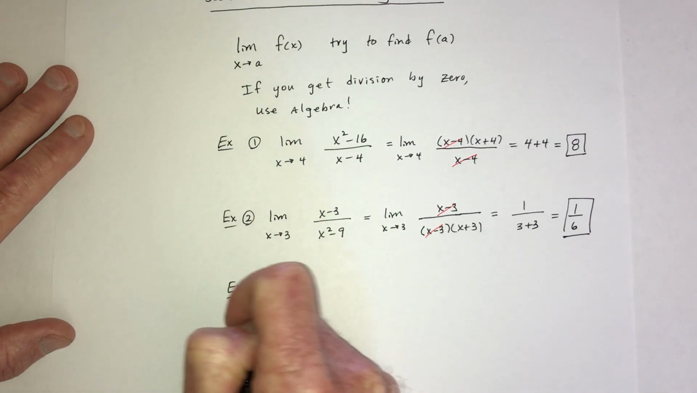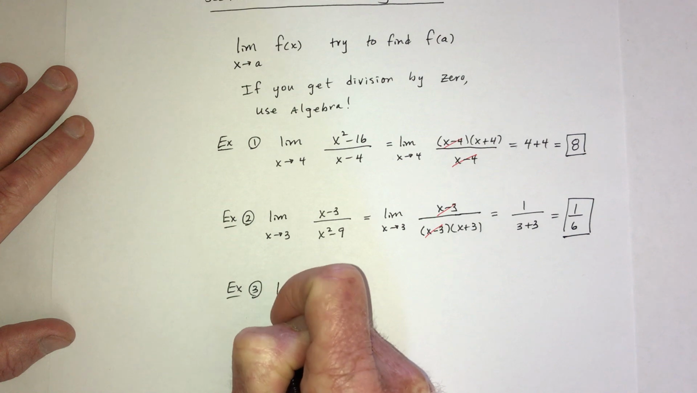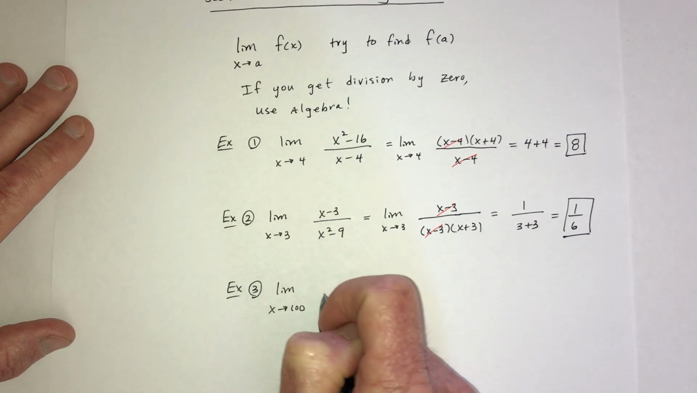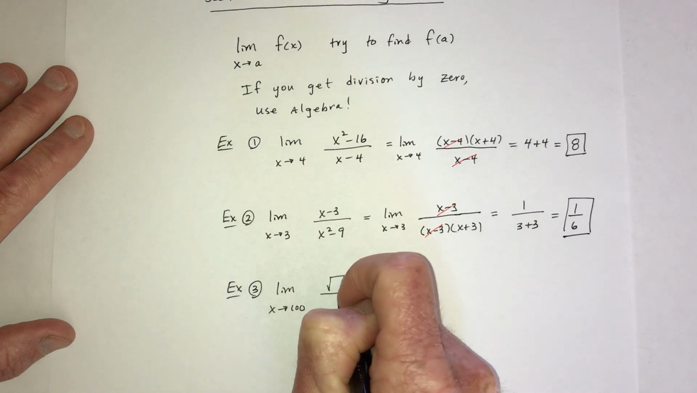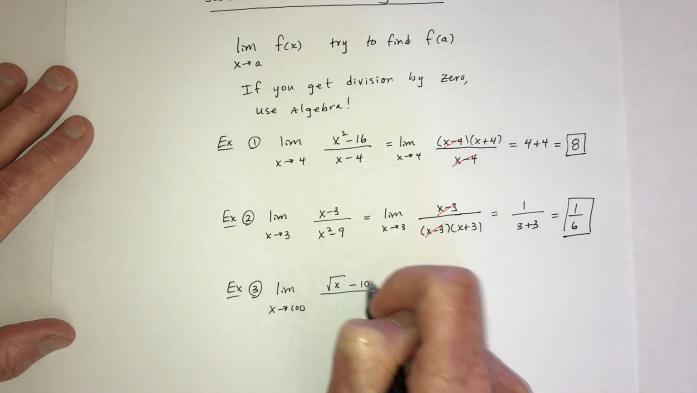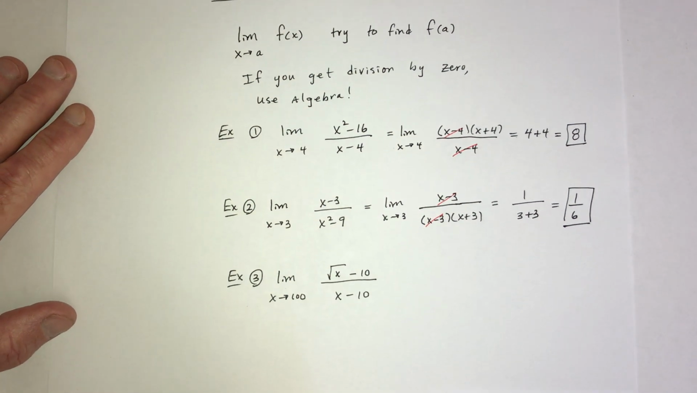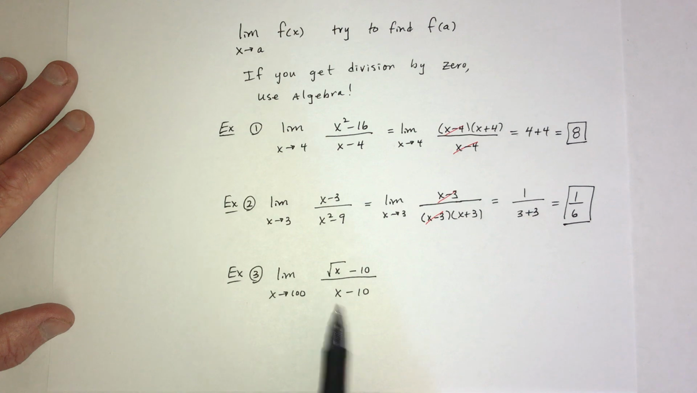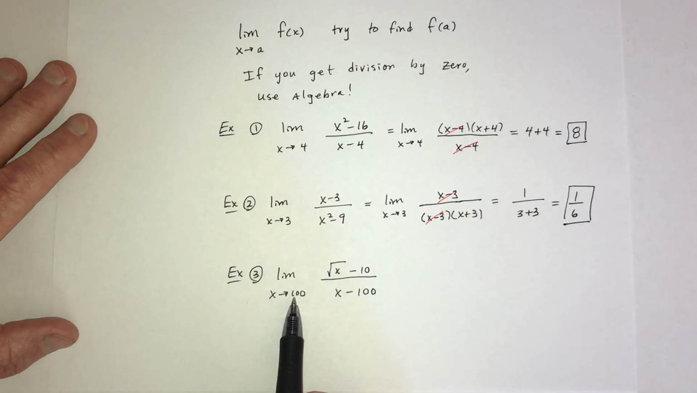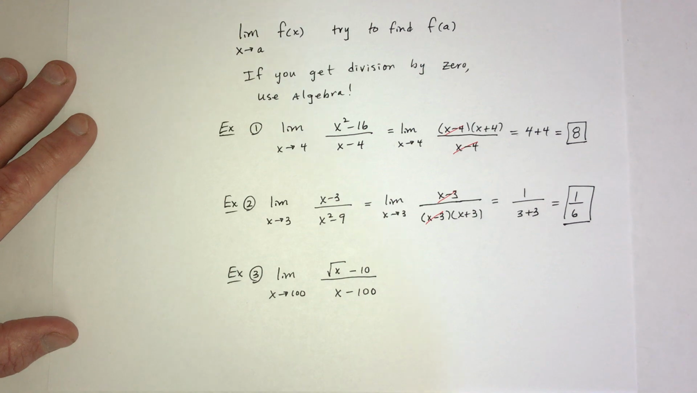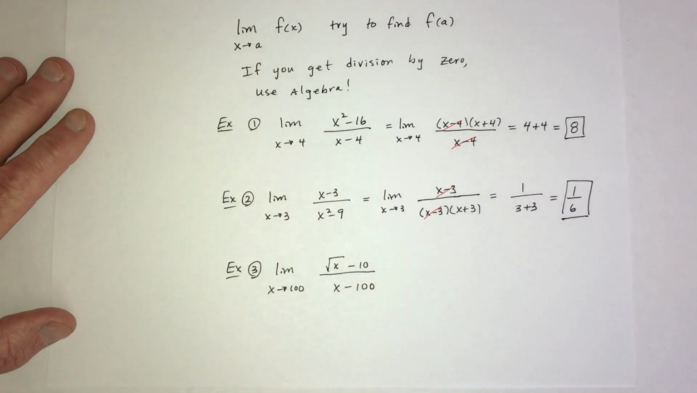Then for example number 3, how about the limit as x approaches 100, and then the top has the square root of x minus 10 over x minus 10. So of course, oops, this bottom part's supposed to say x minus 100. So of course, if you substitute 100 in, this is going to be 10 minus 10. This is going to be 100 minus 100. So that means division by 0, we need to do algebra.